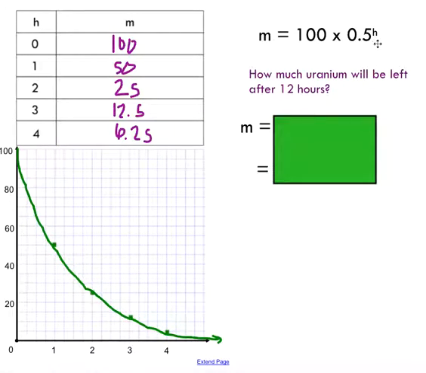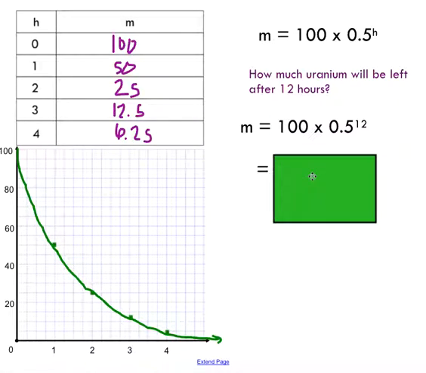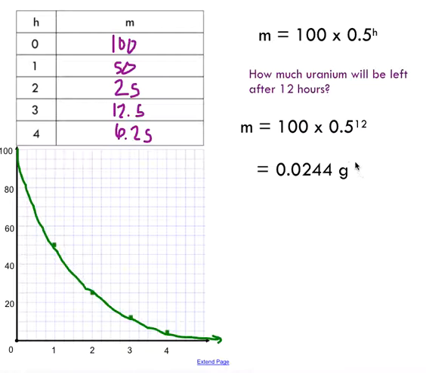If I want to find out how much I've got left after 12 hours, I can simply substitute 12 in for H, do a little calculation there, and you'll see that I've got 0.0244 grams left. So you can see that this thing is decreasing pretty significantly after 12 hours, where we've almost got 0 grams left. However, you'll see that it's not actually possible to get 0 grams left. And we're going to talk a little bit about that in some later videos.